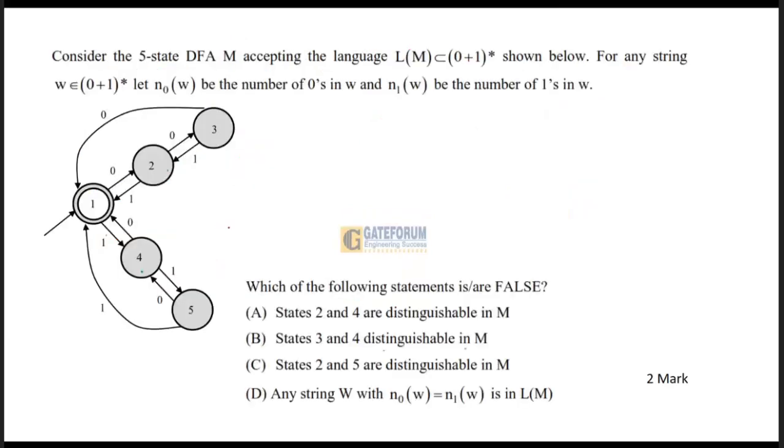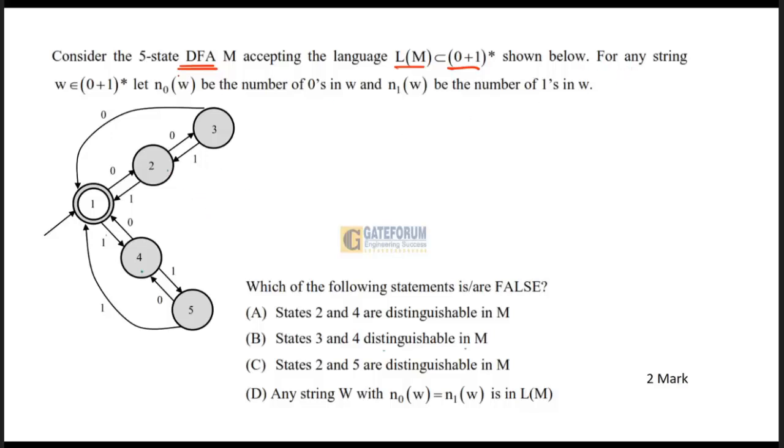The following question was asked from theory of computation and the topic is deterministic finite automata, and it was asked for 2 marks. The question is as follows. Consider the 5-state DFA machine which is accepting the language LM, a subset of the Kleene closure of 0 and 1, which is shown below.